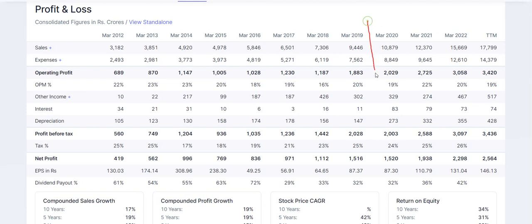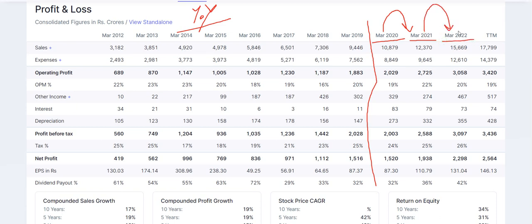So here we are comparing the last 4 years of the performance of the company. Basically here we are doing the year basis performance of the company. So we are comparing March 2020 with March 2021. We are comparing March 2021 with March 2022. We are comparing March 2022 with till today.